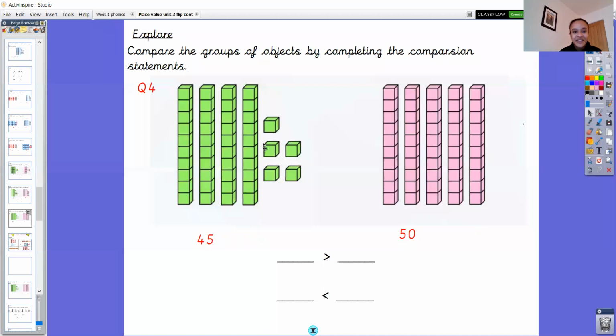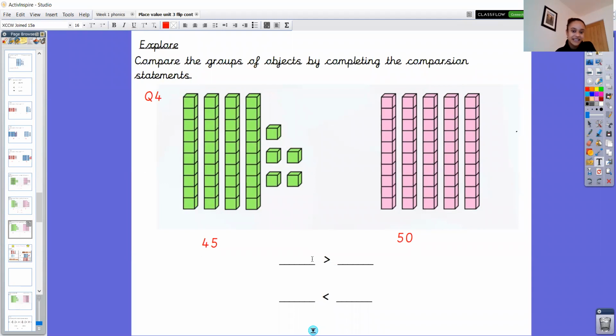Good job, year one. So we've had a look at the numbers. We've got 4 10s and 5 1s here, which gives us 45. And here I've got no ones, have I? I've just got 5 10s, 0 ones, so I've got the number 50. Well done. Okay, now I want to make these comparison statements make sense. So something is more than something and something is less than something.